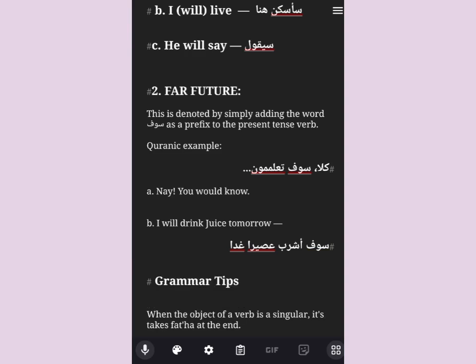Take note, when the object of a verb is singular, it takes fatha at the end. When we have a verb and an object upon which the verb is acting, the object is going to be mansub. That is, if it's singular, it carries fatha, as we can see on عصيرا: سوف أشرب عصيرا غدا. I can also say أريد أن أشرب الماء. The water is the object, so it takes fatha. This is very important to take note of.